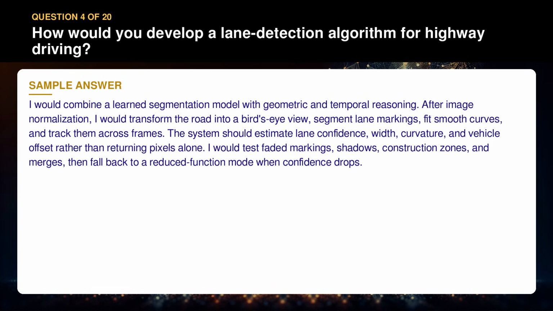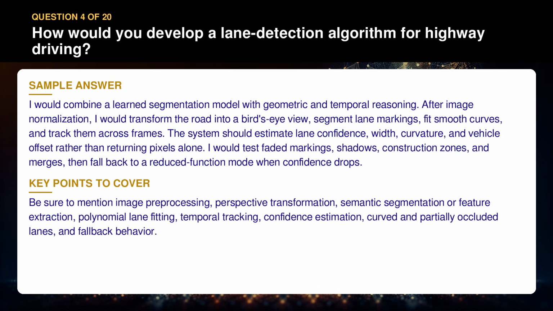I would test faded markings, shadows, construction zones, and merges, then fall back to a reduced function mode when confidence drops. Be sure to mention image preprocessing, perspective transformation, semantic segmentation or feature extraction, polynomial lane fitting, temporal tracking, confidence estimation, curved and partially occluded lanes, and fallback behavior.